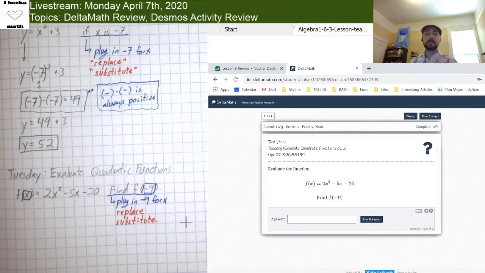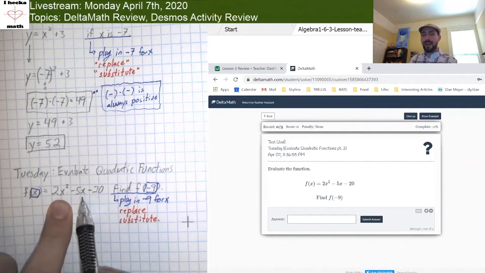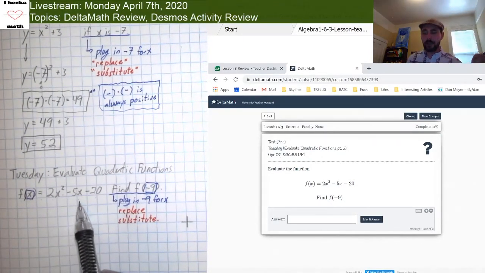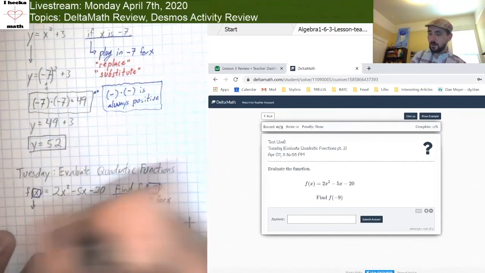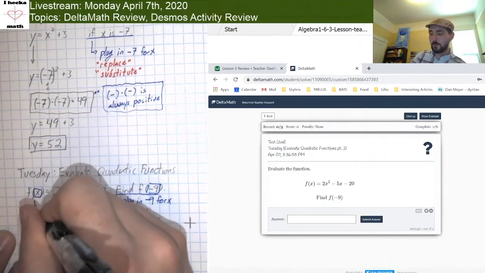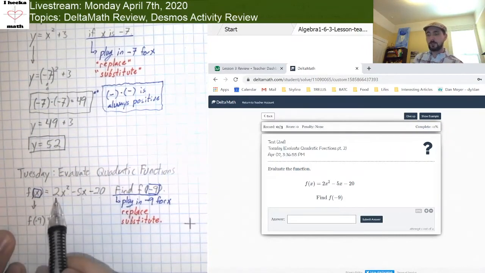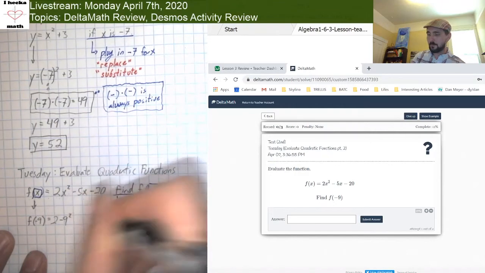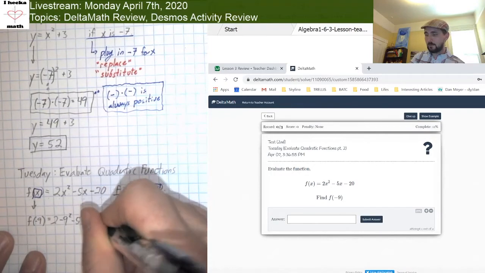Now, one thing to keep in mind in this problem is that in the equation here, x shows up more than once. So when we look at this, we have to replace every copy of x with the negative 9. So let's do that right now. So this says f of x is going to become f of negative 9 equals 2 negative 9 squared minus 5 negative 9 minus 20.